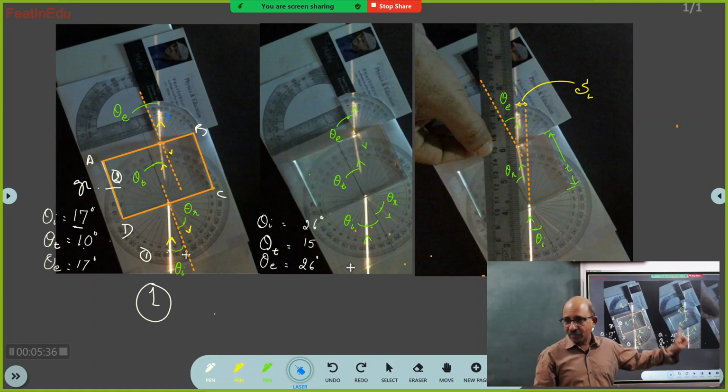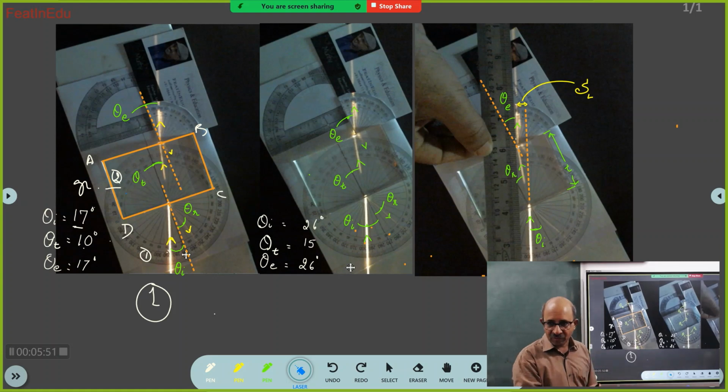Yesterday we used the concept: air is called the optically rarer medium, and glass is called the optically denser medium. I hope you have seen this phenomenon. And then what we saw was that the incident ray and the emergent ray are parallel to one another. Why? Because the angle of emergence is equal to the angle of incidence.